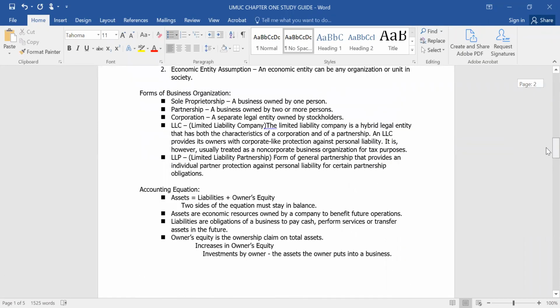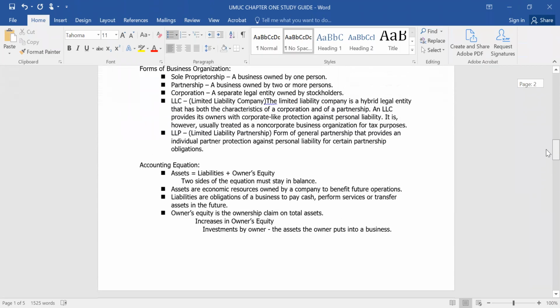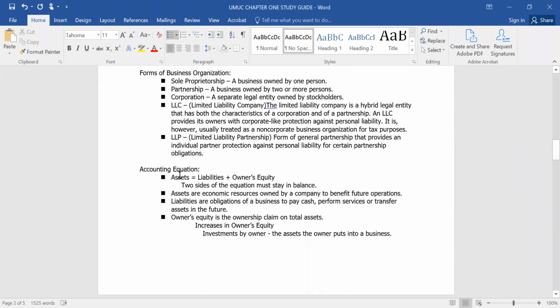Some of the things I wanted to point out, though, are first of all the accounting equation, which is just assets equal liabilities plus owner's equity. These two sides must always be in balance. And there's some homework problems related to this. What you have to do maybe to solve some of the homework problems is just rearrange the equations.